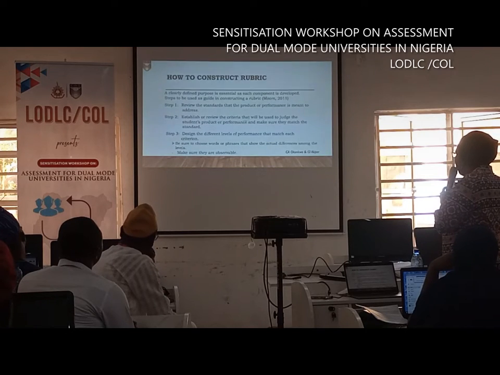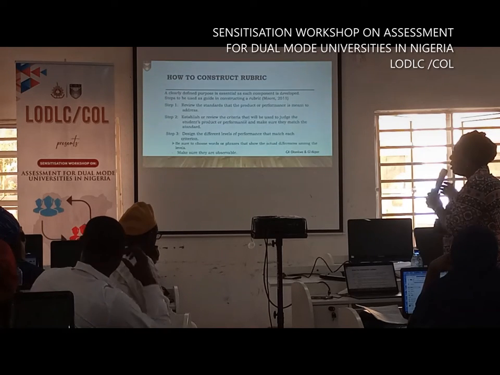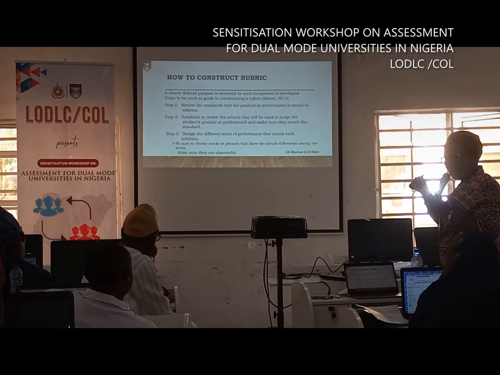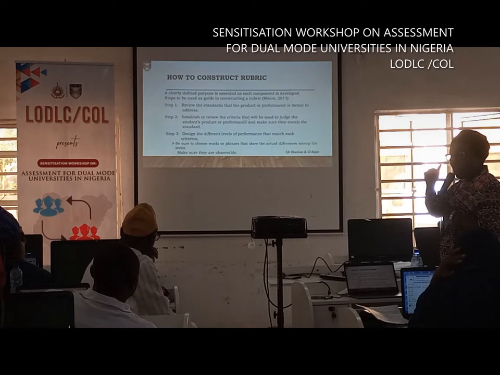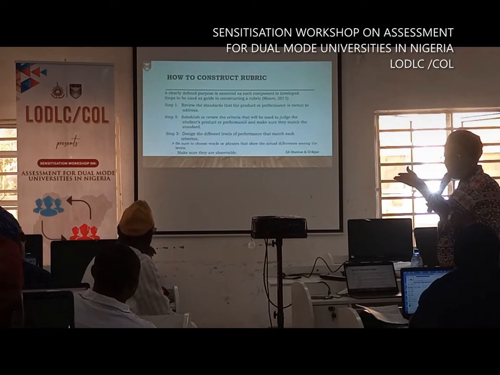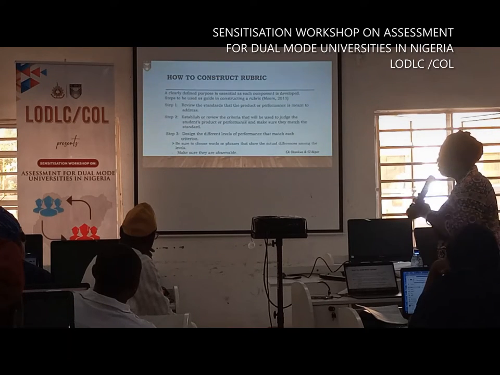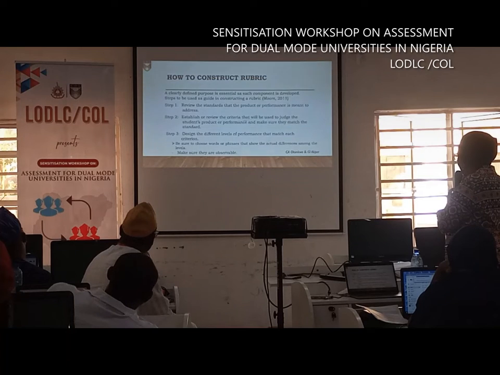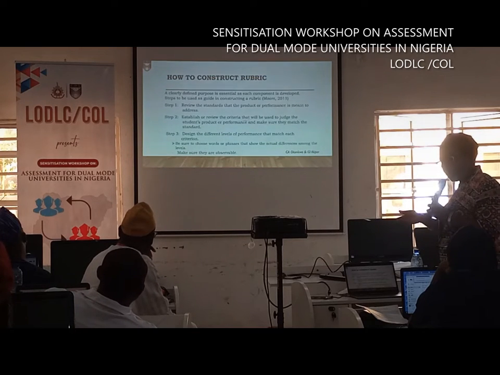Design the different levels of performance that match each criterion. The first criterion: they are able to pass. That's my first question. The second: they should be able to carry on. That's my second question. So I should be able to see these in the tasks I will give them. Be sure to choose words or phrases that show the actual differences among the members.